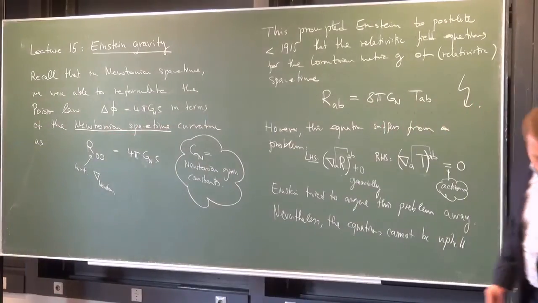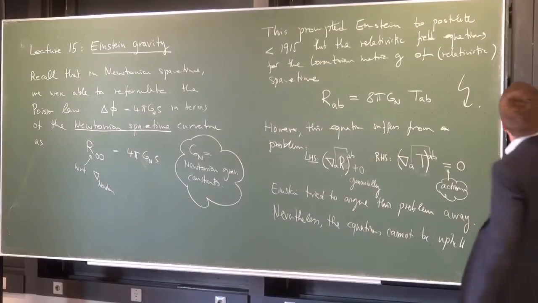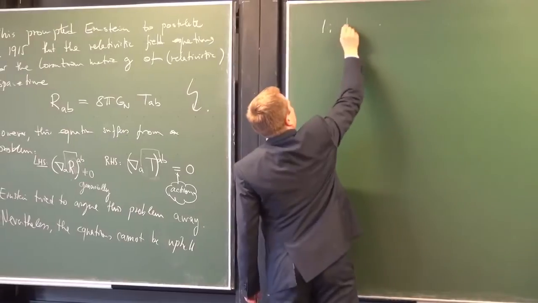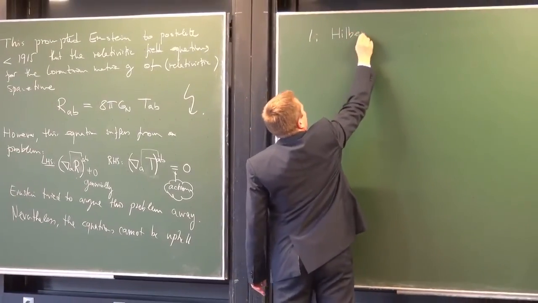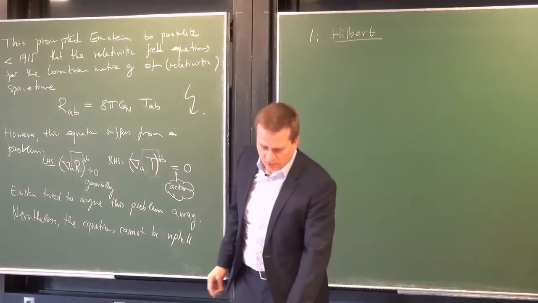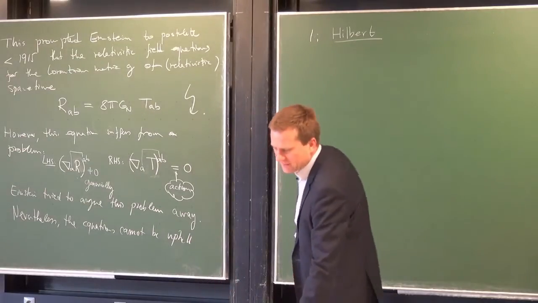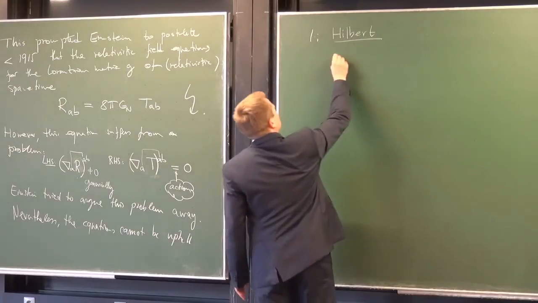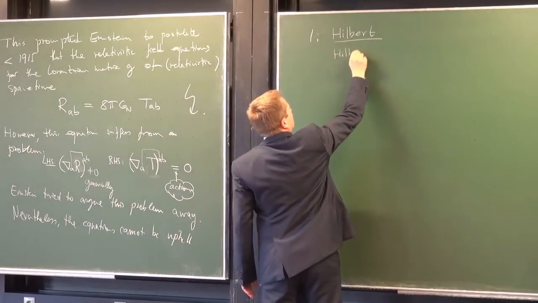Now, what is the solution to this? Well, the solution came by Einstein, but at the same time by Hilbert. Hilbert, as you all know, one of the most famous mathematicians of all time, he was actually a specialist for variational principles.